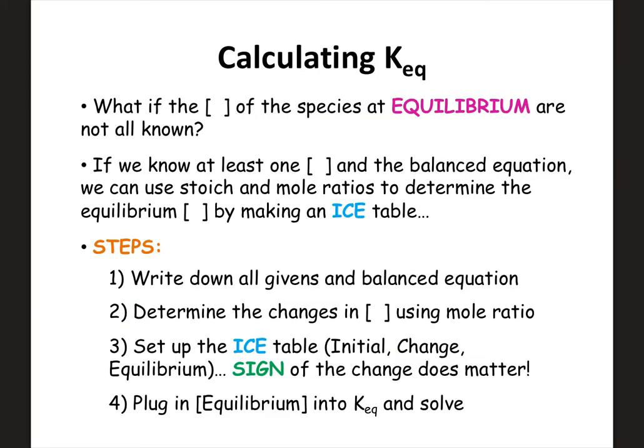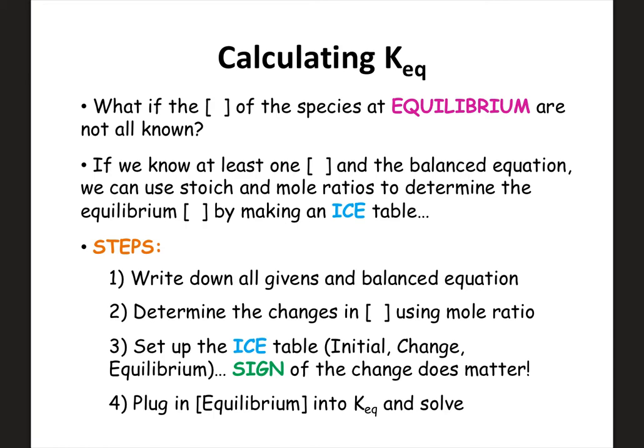We already looked at how to calculate KEQ if you know all the concentrations at equilibrium. You just plug into KEQ and solve. Well, what if the concentrations of the species at equilibrium are not all known? Now we have to approach this differently. If you don't know all the concentrations at equilibrium, you can't just plug into KEQ and solve. So if you know at least one of those concentrations and the balanced equation, we can use stoichiometry and mole ratios to determine the concentrations at equilibrium by using something called ICE tables.